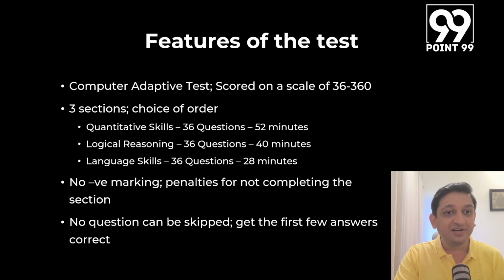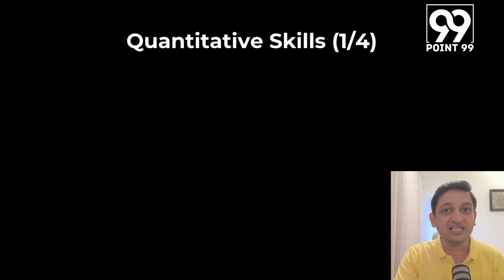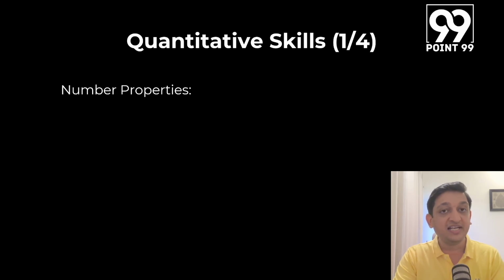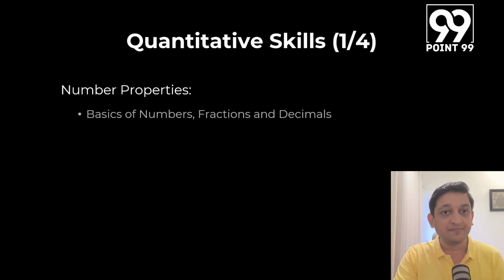Now let's look at the first section that we have written here, the quantitative skills section. In the quantitative skills section, the first topic that we have is called number properties. In terms of number properties, there are 4 topics that are present. The first topic is the basics of numbers, fractions and decimals. So, fraction to decimal conversion, decimal to fraction conversion, what kind of number is there? Is it a whole number, natural number, rational number, irrational number, and so on. All these things are important from the perspective of number properties.